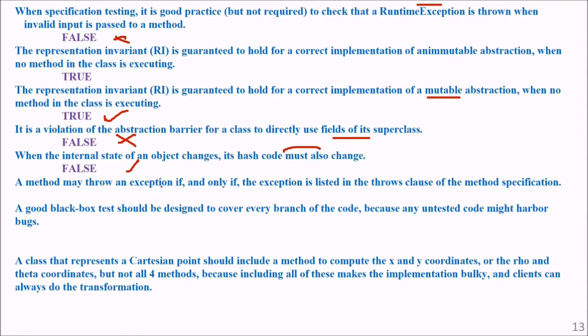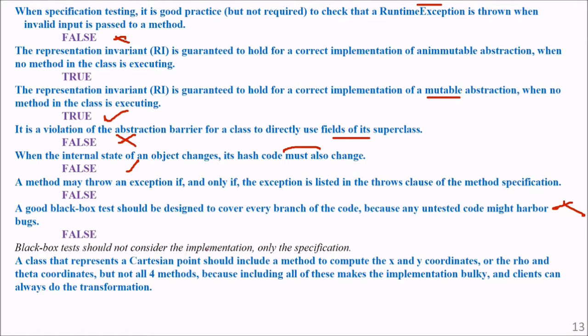A method may throw an exception if and only if the exception is listed in the throws clause of the method specification. False. It may not always be true. A good black box test should be designed to cover every branch of the code because any untested code might harbor bugs. False. Black box tests should not consider the implementation, only the specification. In black box testing, we do two things prominently. We first make equivalence classes, and after making the equivalence classes, we do the boundary value analysis.